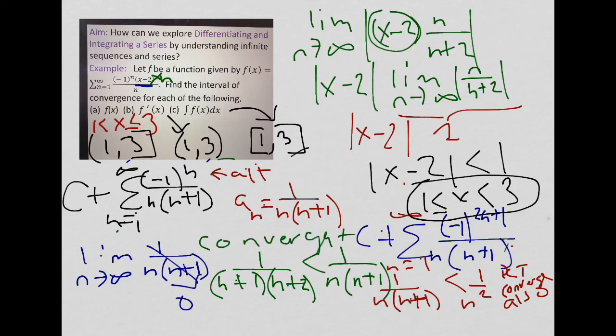So not only was one side convergent, but this side is too, and that's why there's going to be an equal sign as well at that endpoint, and we're done. We went through all of them, and we got to review a lot of the different tests in Unit 10, as well as integrating and differentiating.